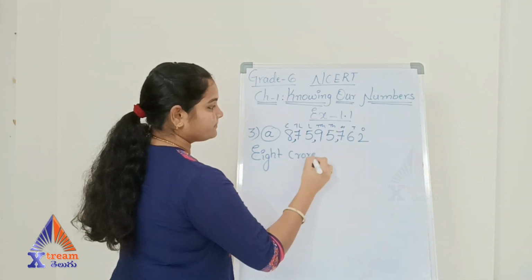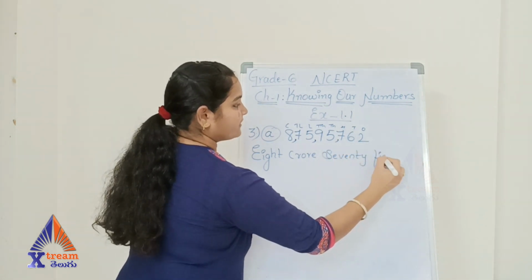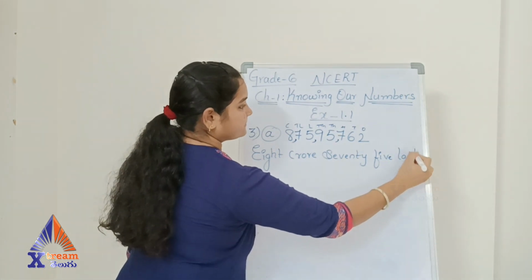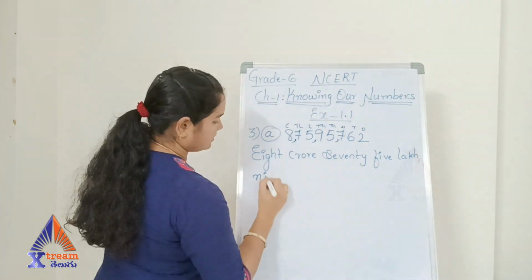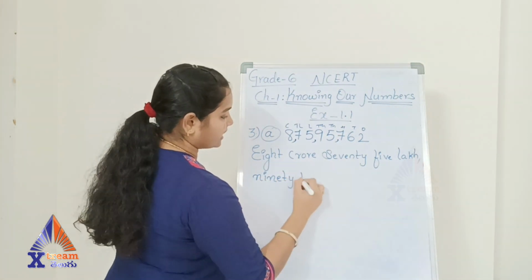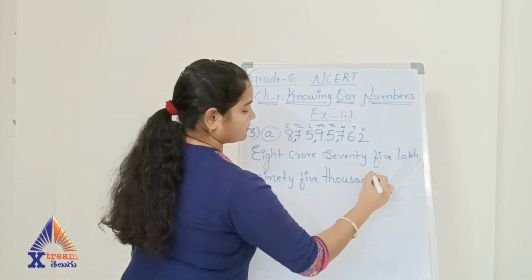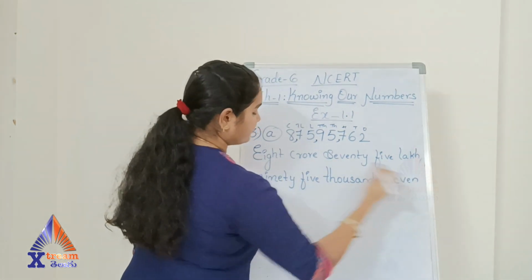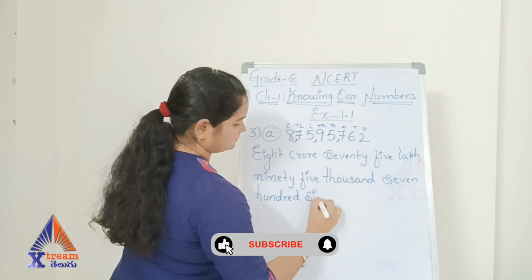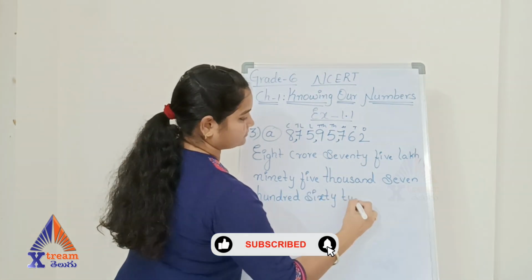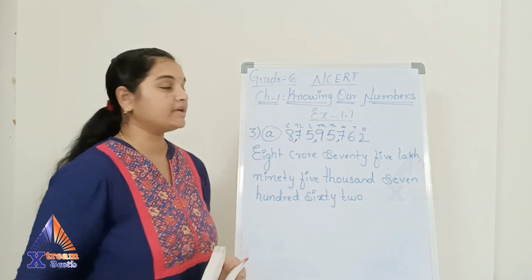8 crore 75 lakh 95,000 762. This is how we write the number name in the Indian system.